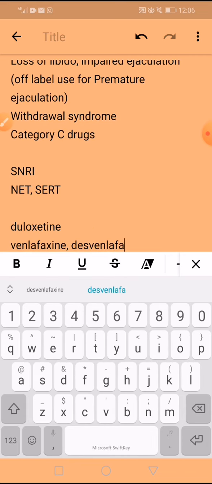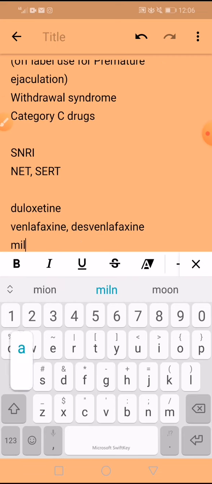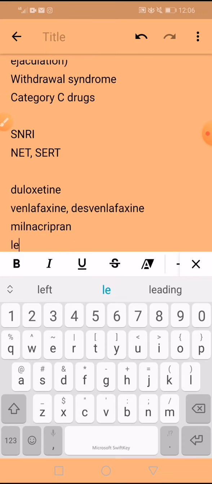Notice that these end differently. Duloxetine, while venlafaxine, and desvenlafaxine. So it's teen and exene basically. So we also have milnacipran, okay, milnacipran and levomilnacipran, okay. Now, what are the interesting points in these?